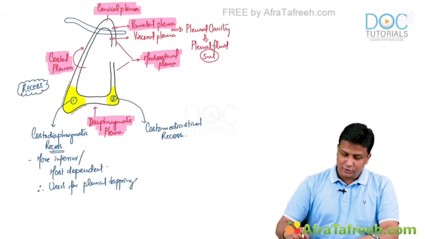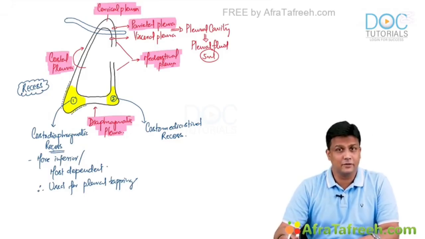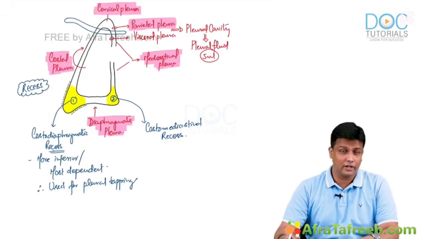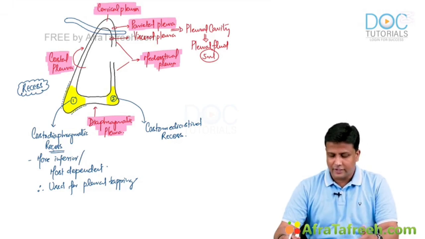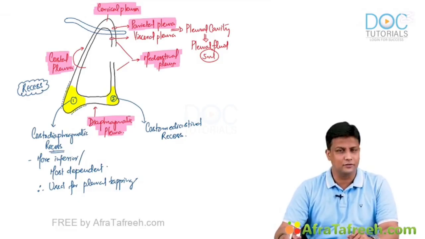Perfectly done. So that is all the information regarding the pleura, the visceral pleura and the parietal pleura, and the space between them, the pleural cavity, and most importantly the recesses, the costodiaphragmatic recess as well as the costomediastinal recess, and the applied aspect of this. Why do you have to study this and what is the correlation with pleural tapping?